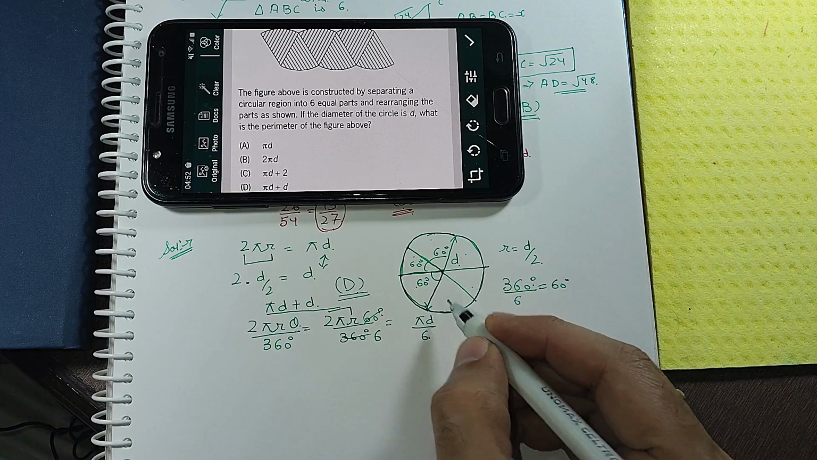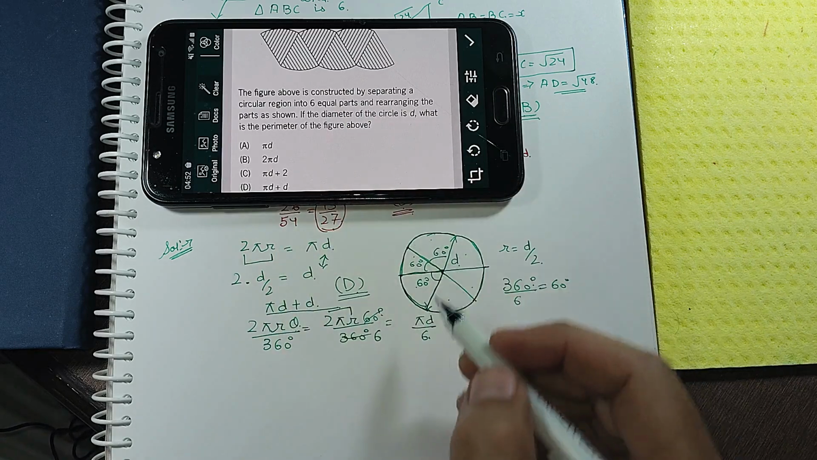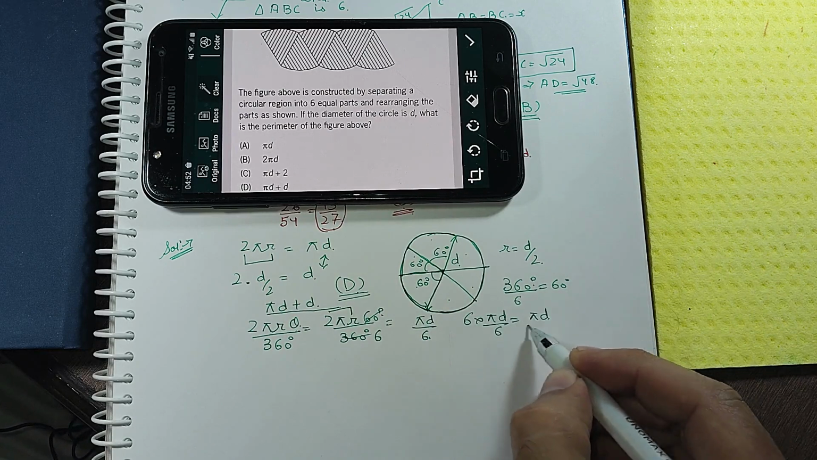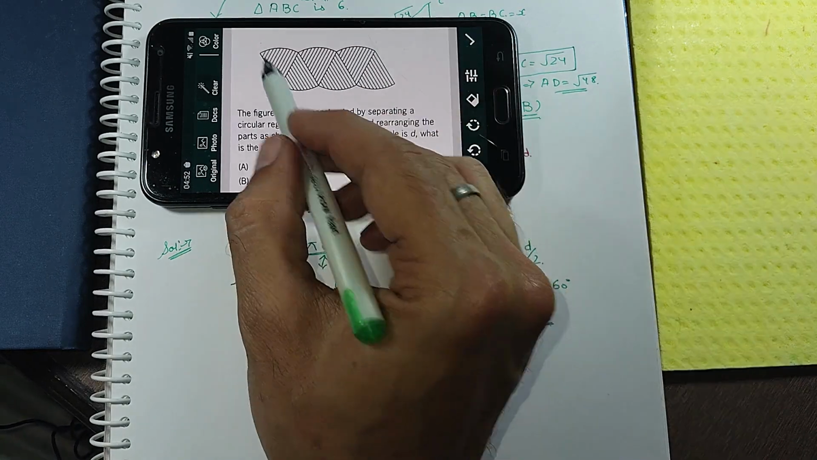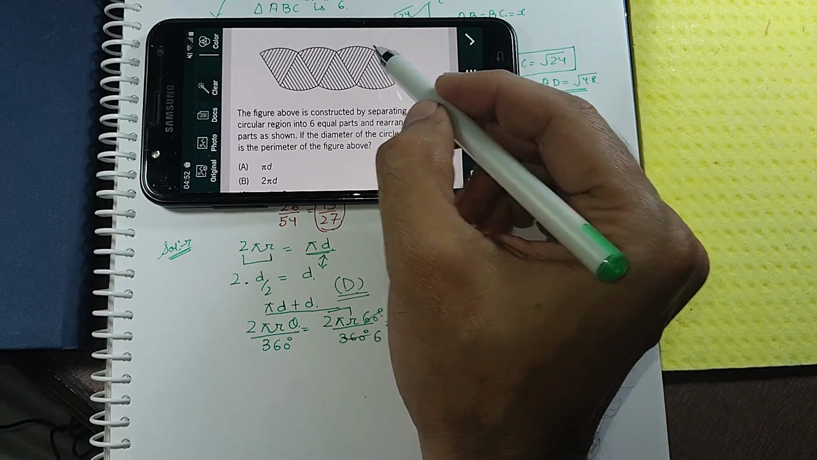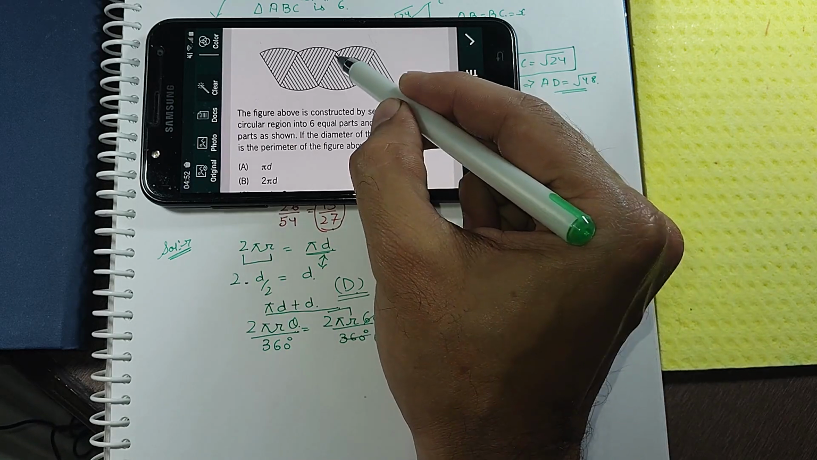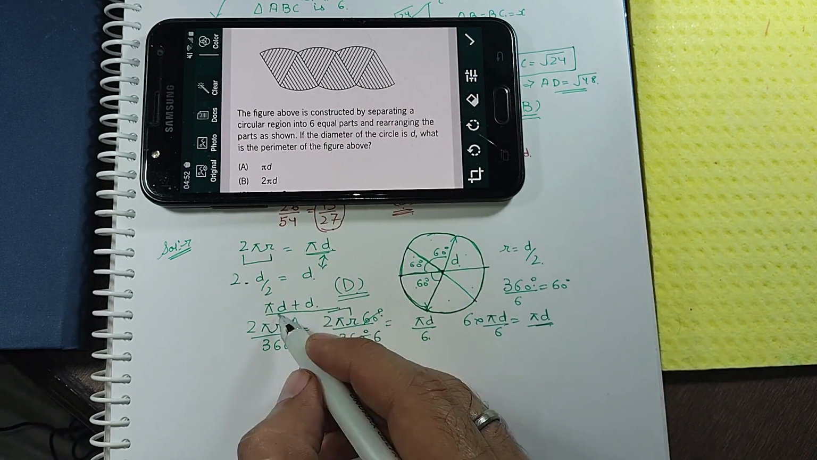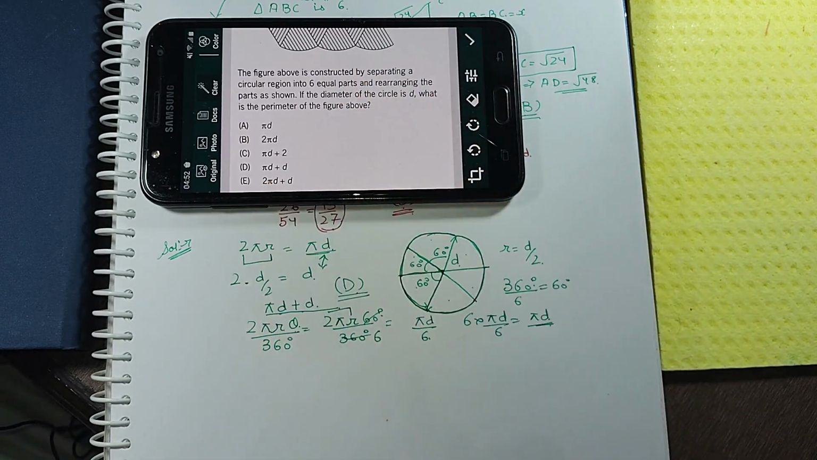Now there are total 6 such equal parts. So the total length of arc will be 6 multiplied by pi d by 6. So that will be equal to pi d, right? Plus these two radii at the outer periphery, we will not add these, as these don't add up to the perimeter of this figure. So total will be pi d plus d. Option D is the right answer.